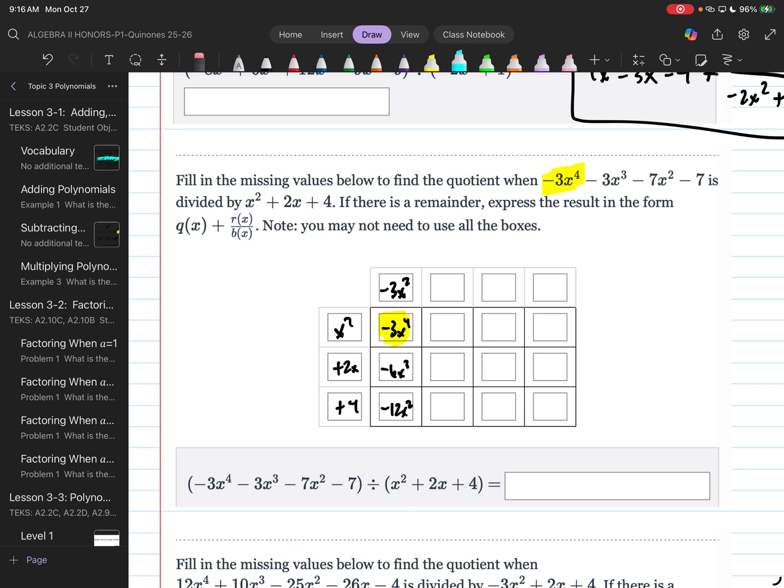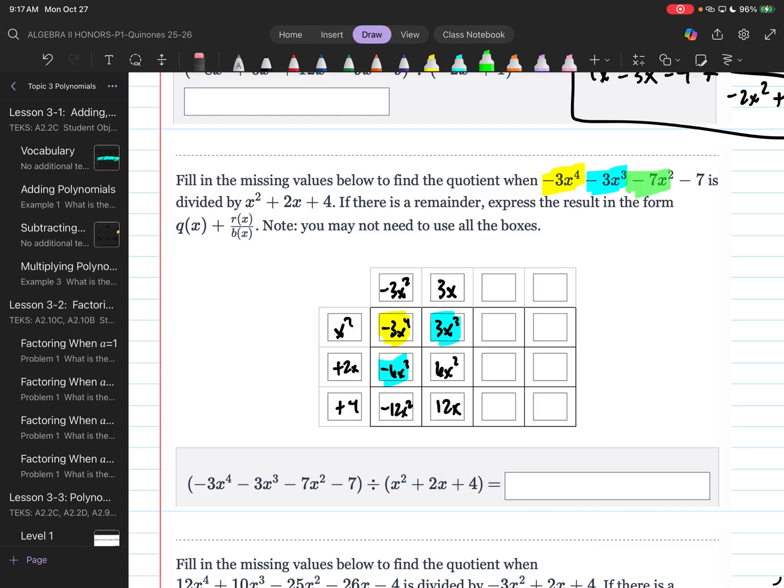Okay, now let's move on to our cubic function. This one and this one need to add up to negative 3x cubed. The only thing that can fill into this box is 3x cubed. Yes? Okay, what times x squared will give me 3x cubed? That is 3x. Okay, so let's fill in the rest of the box. 6x squared, 12x. Okay, good. We are done with our cubic.